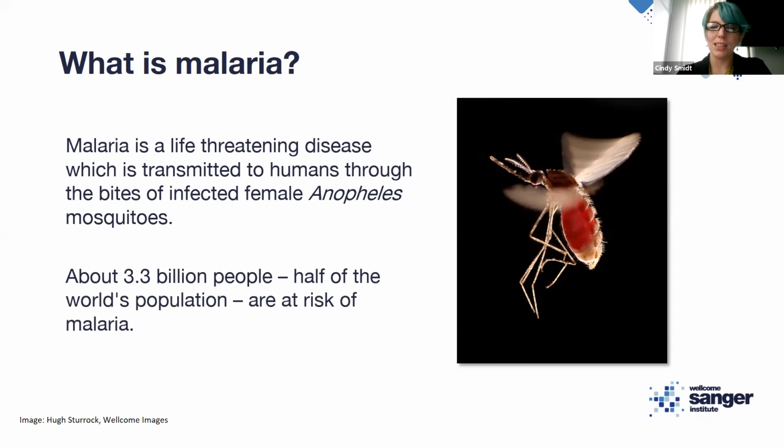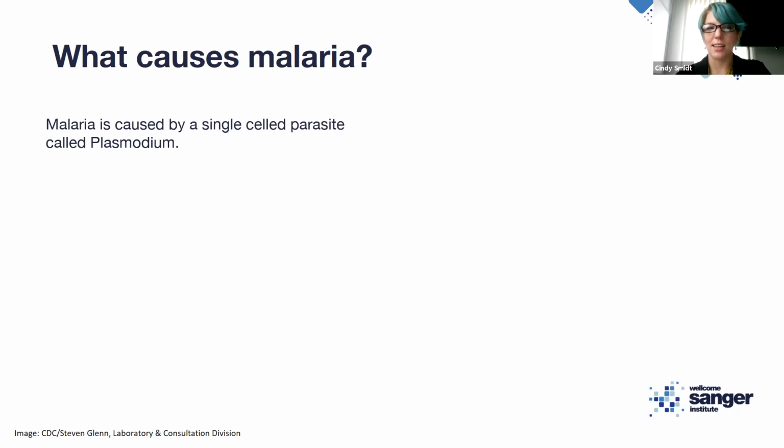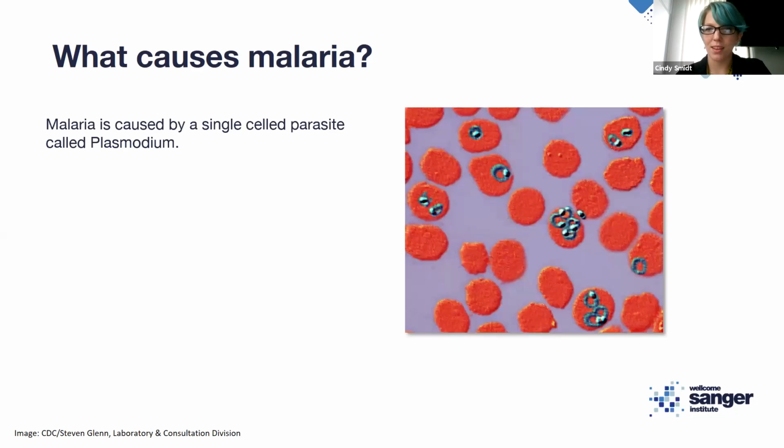About 3.3 billion people, half of the world's population, are at risk of malaria. The cause of malaria is a single-celled parasite called Plasmodium. This is how they look. So these blue bits are the parasites, and the red bits are your red blood cells.